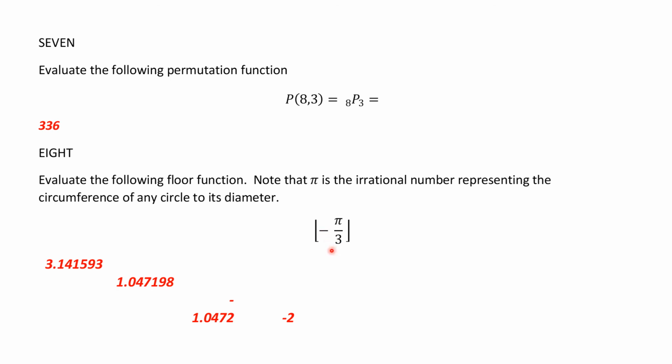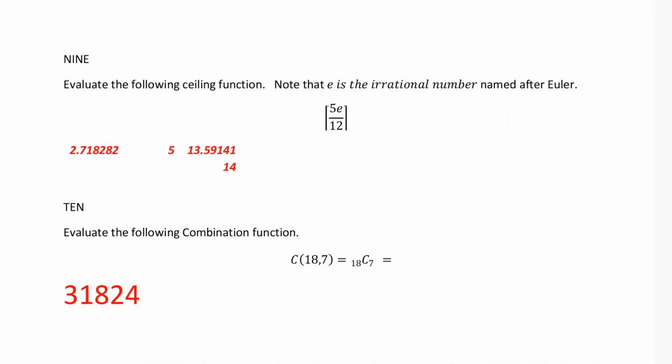Okay, and we do have a minus sign here too. So this is the greatest integer less than or equal to minus pi over 3. If you do the calculation, pi divided by 3, you'll get this number. And with the minus sign in front, this is minus 1.04. The greatest integer on the number line that is less than or equal to minus 1.04 is minus 2. So the answer to this one is minus 2. The answer to the previous one is 336.